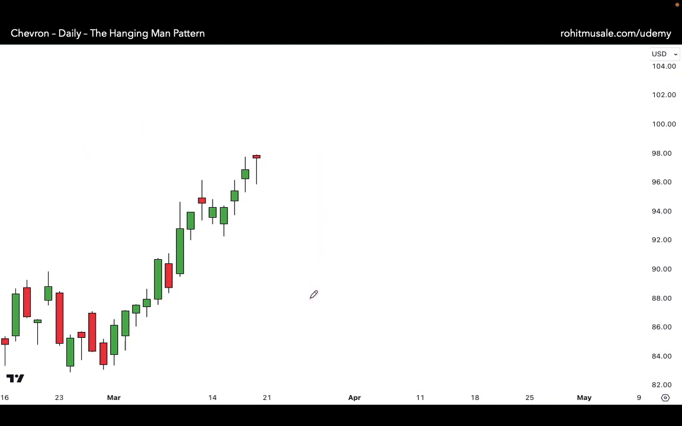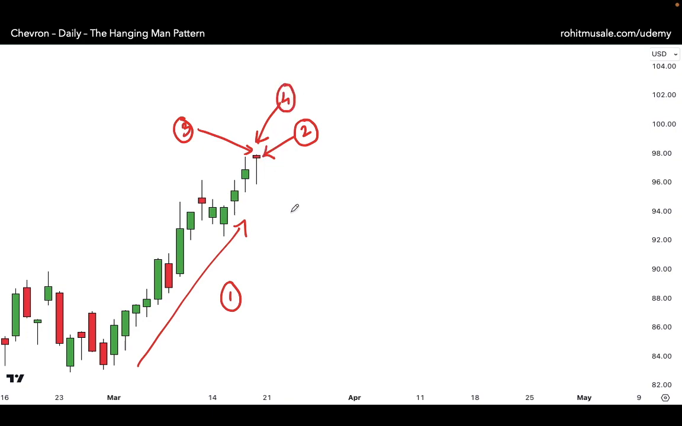So let's look at what are the conditions to identify correctly a hanging man. The first condition is it must come after an uptrend. The second condition is it must have a small real body. The third condition is that small real body must be near the high of the candle. The fourth condition is the small real body can be of any color, green or red.